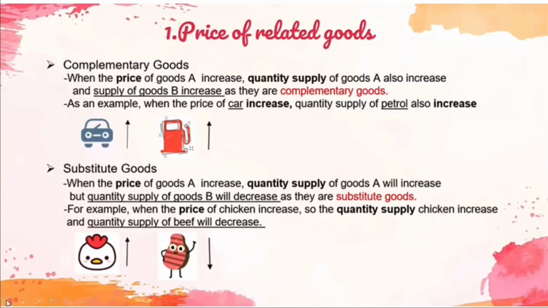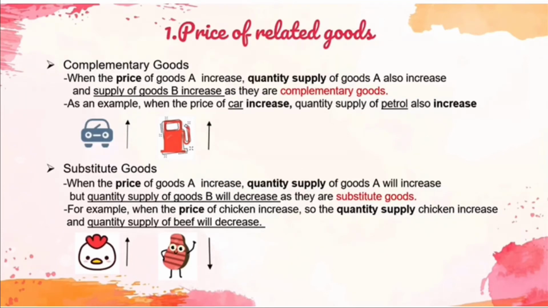Complementary goods is when the price of goods A is increasing, so the quantity supplied of goods A also increases, and the supply of goods B increases because they are complementary goods. They are positively related to each other.